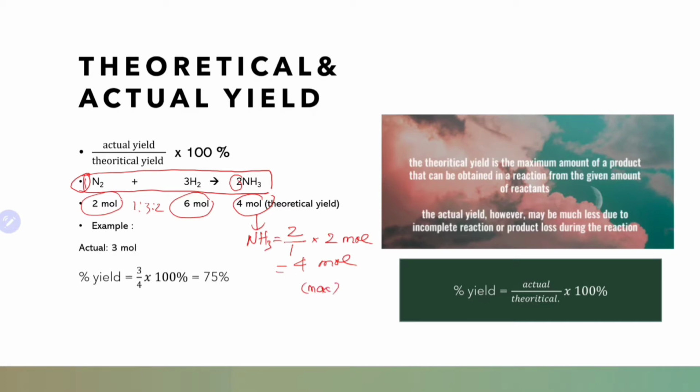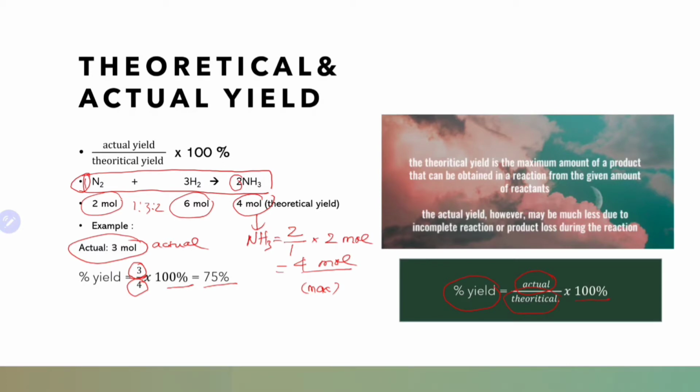What if the actual result is only 3 mole? This is the actual. Then the percentage yield is 3, the reality, over the theoretical, the maximum for this one, times 100%. So the percentage yield is 75%. Once again, percentage yield is the actual amount over the theoretical times 100%.